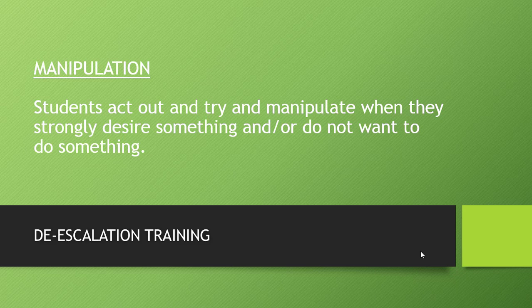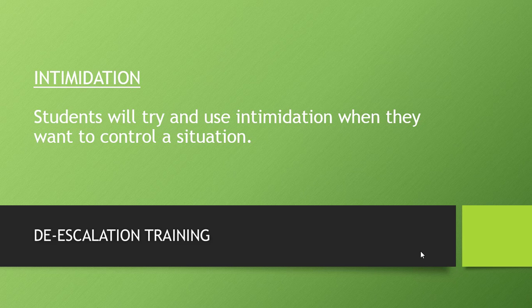Manipulation. Students or people may act out and try and manipulate when they strongly desire something and or do not want to do something. The final one is intimidation. Students will try and use intimidation when they want to control a situation.